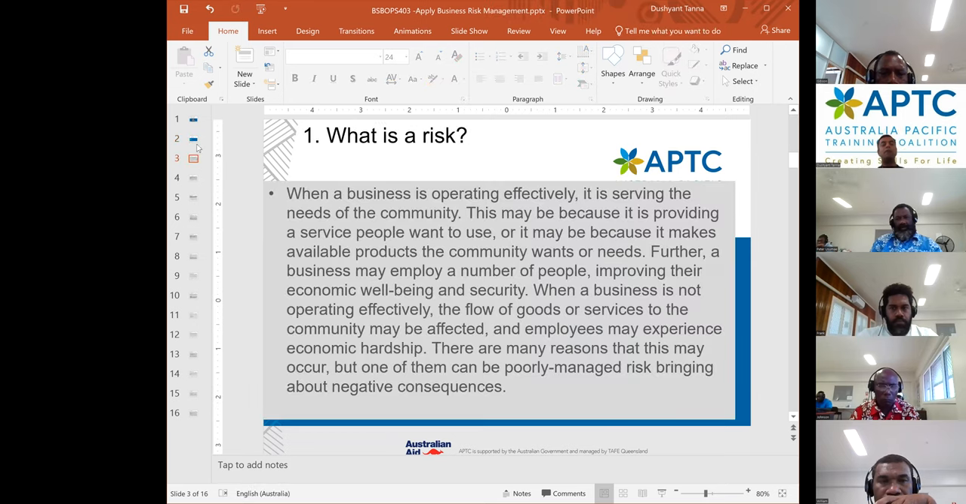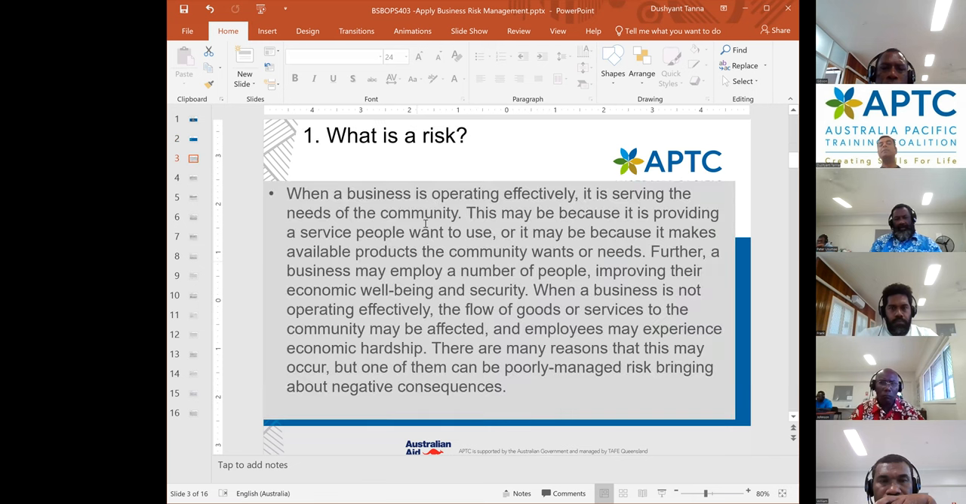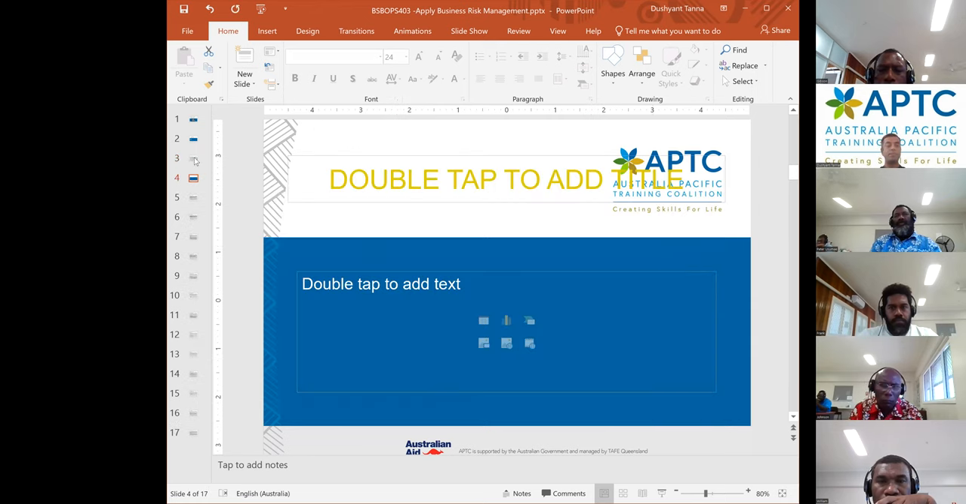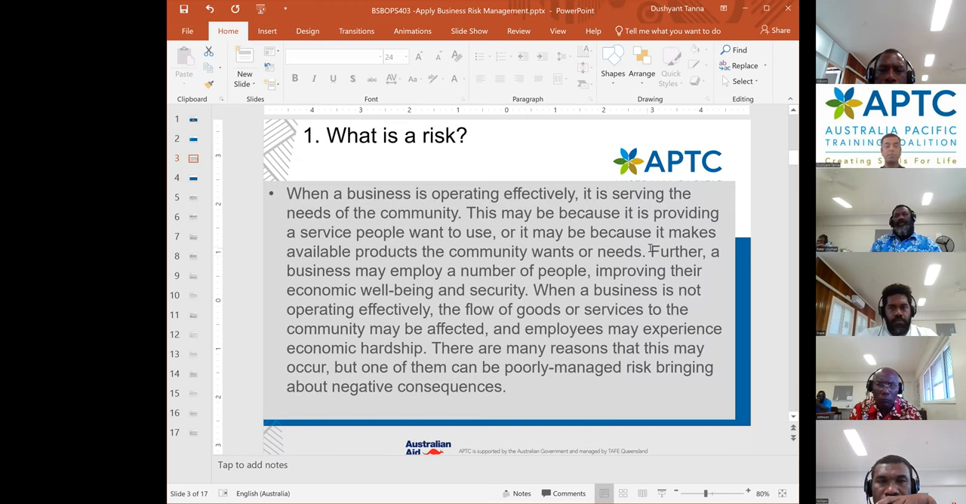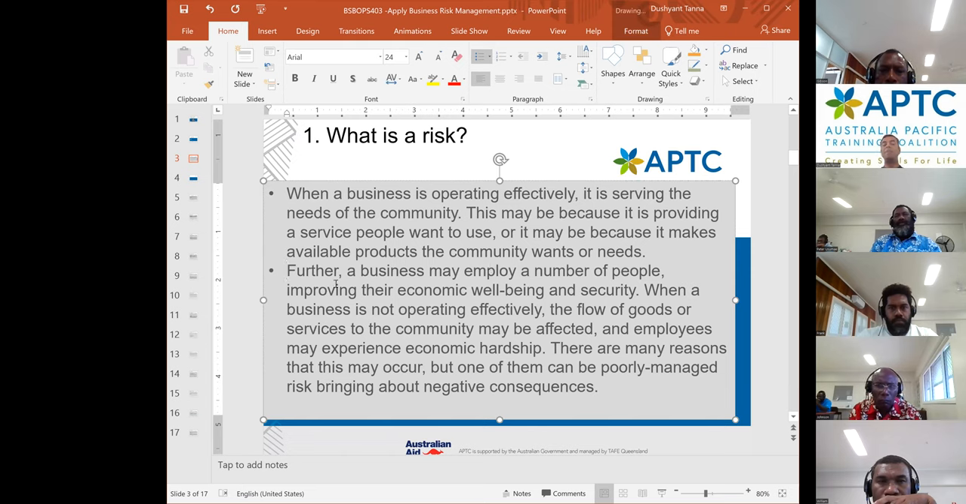Okay. Topic one, we talk about what is risk. When a business is operating effectively, it is serving the needs of the community. This may be because it is providing a service people want to use, or it may be because it makes available products the community wants or needs. Further, a business may employ a number of people, improving their economic well-being and security.